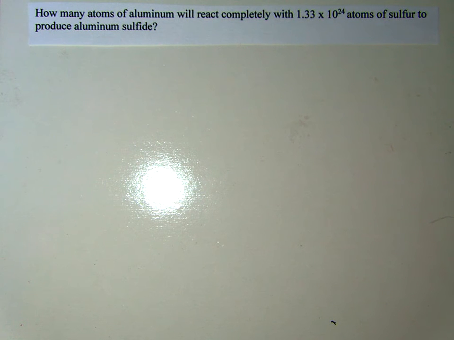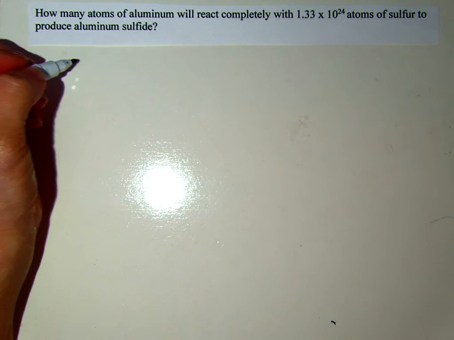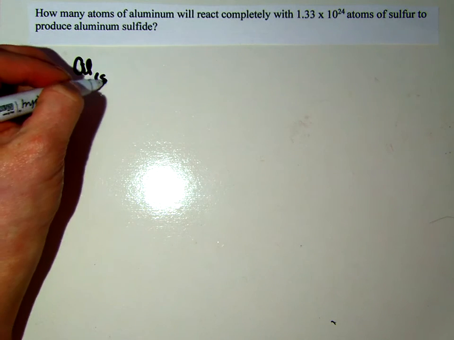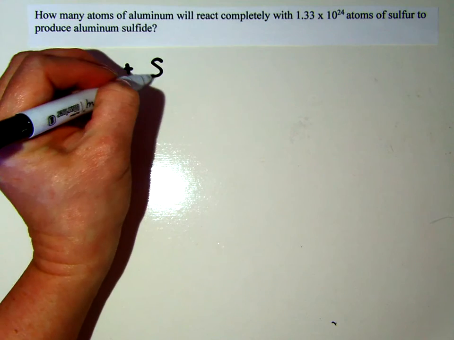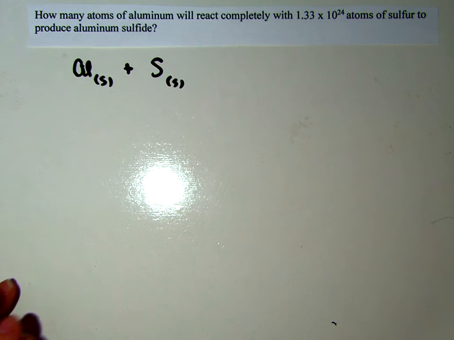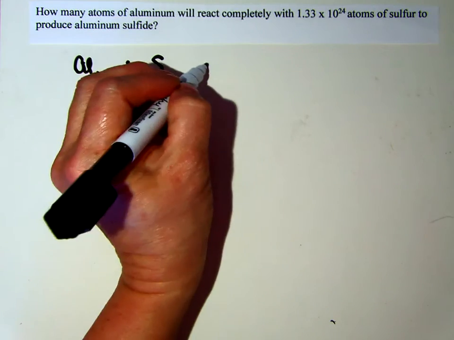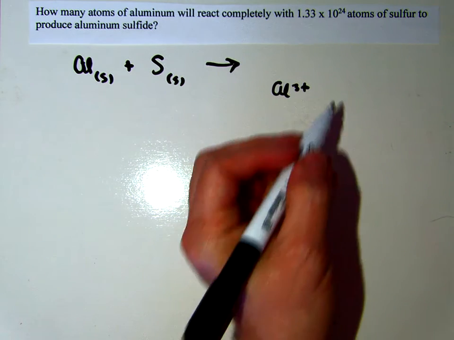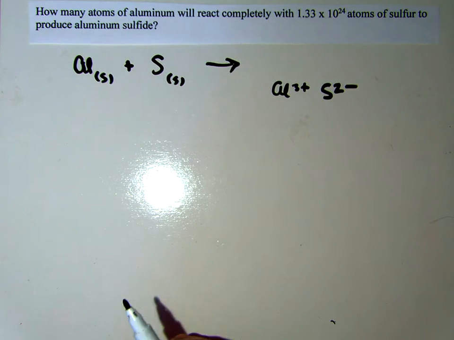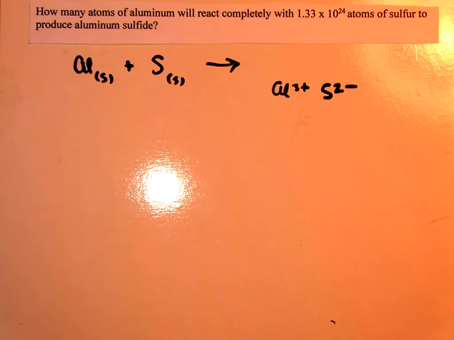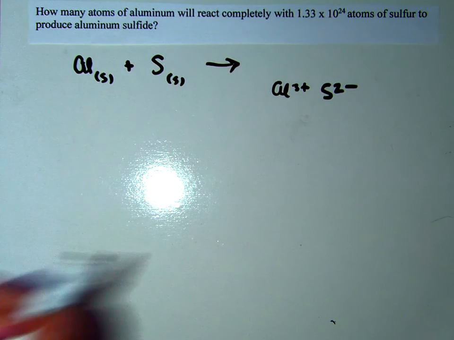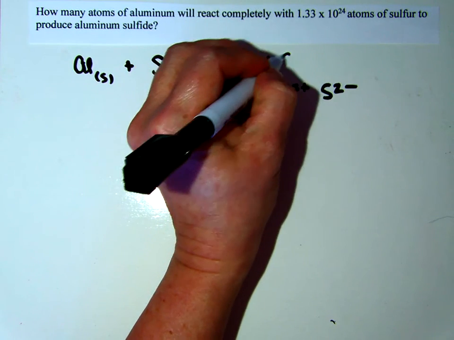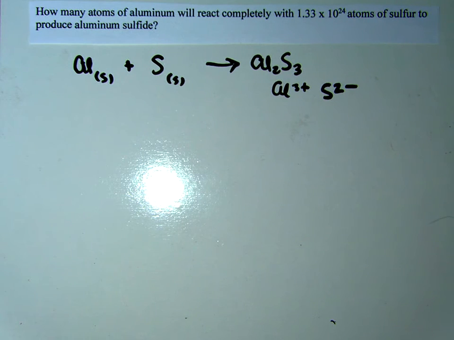So again, the first thing we're going to do is make our balanced chemical equation. So we have aluminum reacting with sulfur, which is also a solid at room temperature, to produce aluminum sulfide. Aluminum is a +3 ion, sulfur is a -2 ion. So if we put those two together, we need to go for the least common multiple, which is a 6. So it's going to be Al2S3. Very similar formula to what we had with aluminum oxide.